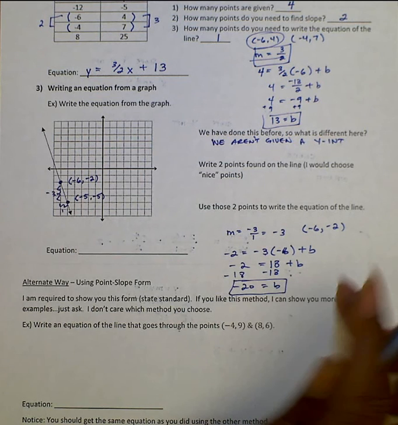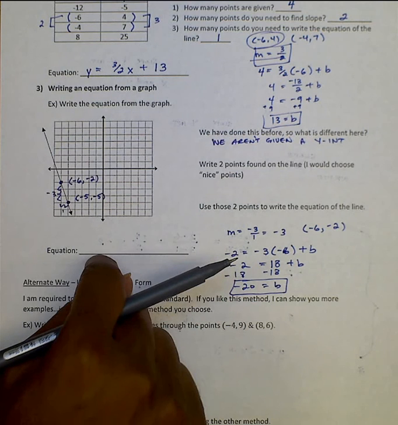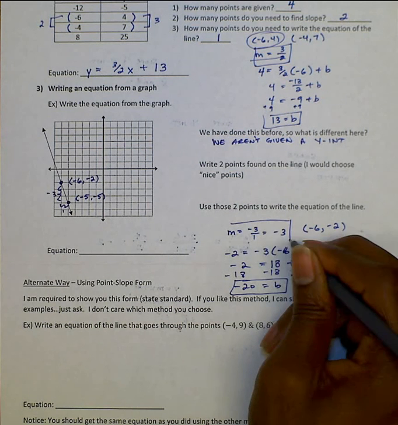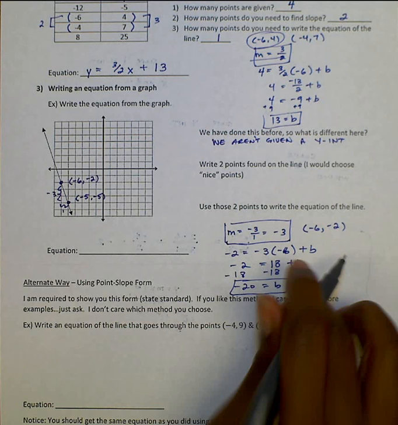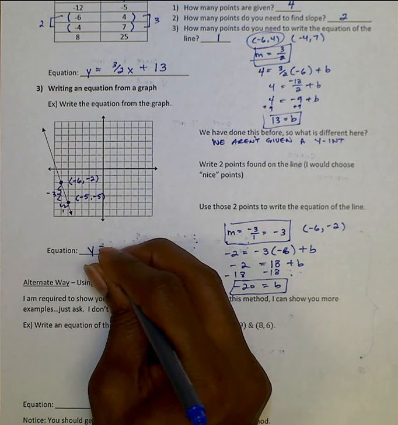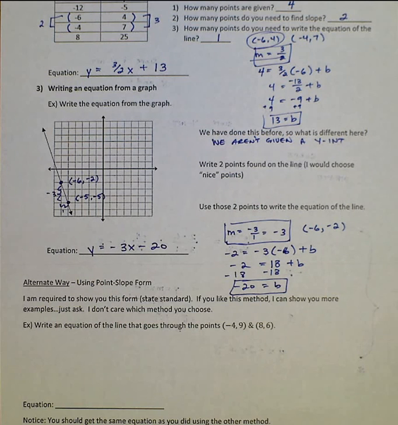I will make sure that that makes sense to me. So looking at this problem, yes, it makes sense that it will be way down here before it crosses the y-axis. And so I have my slope, which I said was -3. I have my y-intercept, which I said was -20. And so the equation of my line will be y equals -3x minus 20. So I will not say plus -20. I'll just say minus 20.